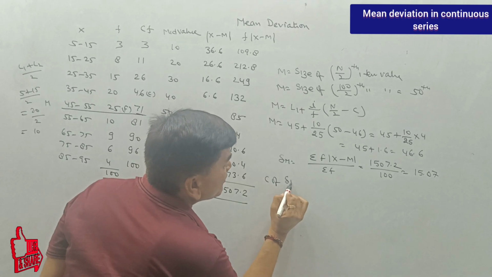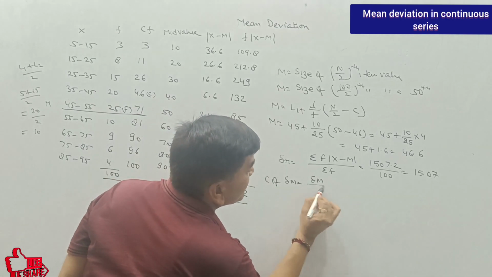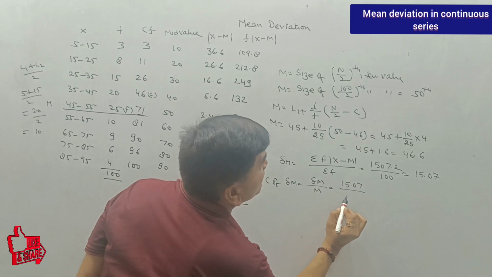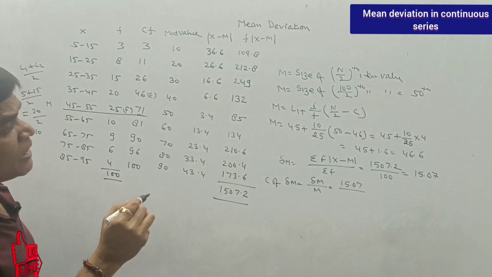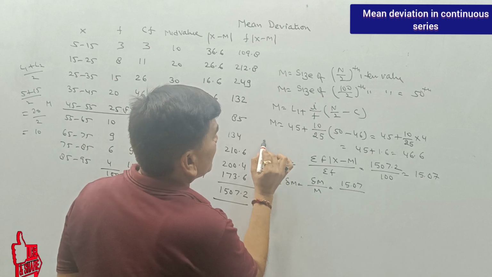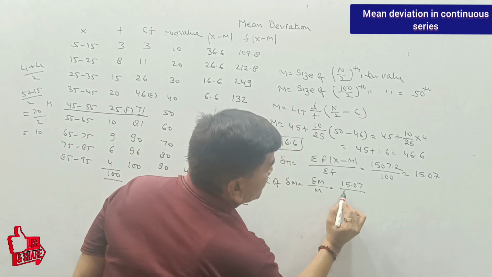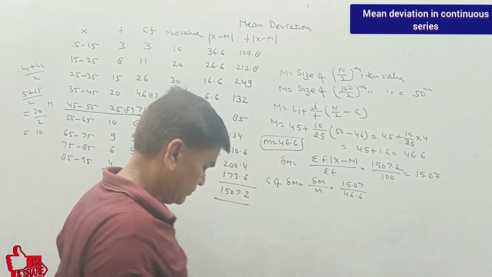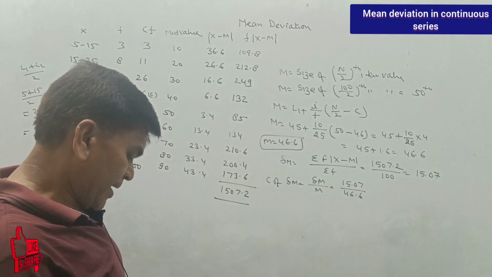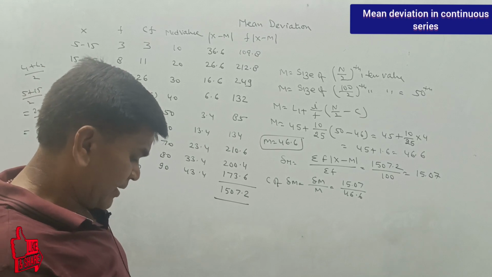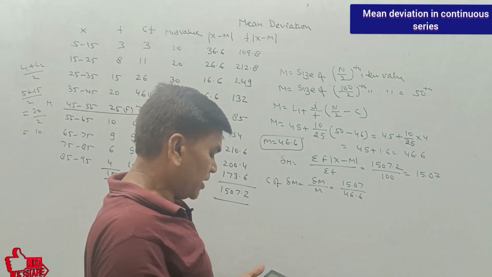Coefficient of mean deviation is mean deviation divided by median, that is 15.07 divided by the value of median. The value of median we already calculated, M is equal to 46.6. So 15.07 divided by 46.6 is 0.3234.